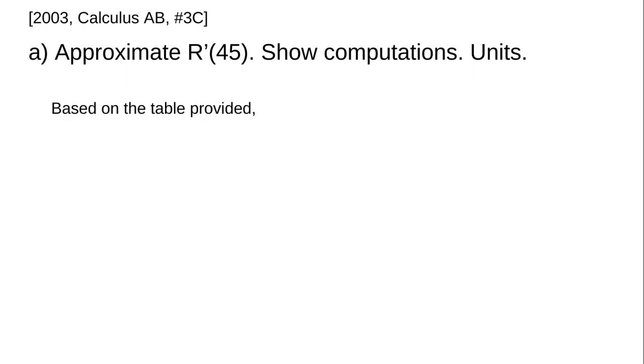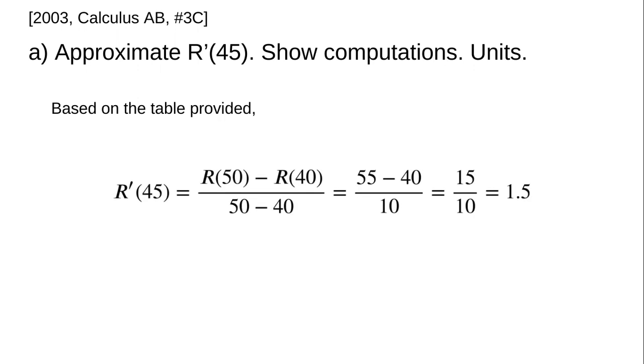So based on the table provided, the approximate value of r prime of 45 can be found by using a difference quotient. R of 50 minus r of 40 over 50 minus 40. Taking the values from the table, r of 50 is 55, r of 40 is 40, and 50 minus 40 is 10. So r prime of 45 is approximately 15 over 10, which is 1.5. Now with the correct units, r prime of 45 would be 1.5 gallons per minute per minute.